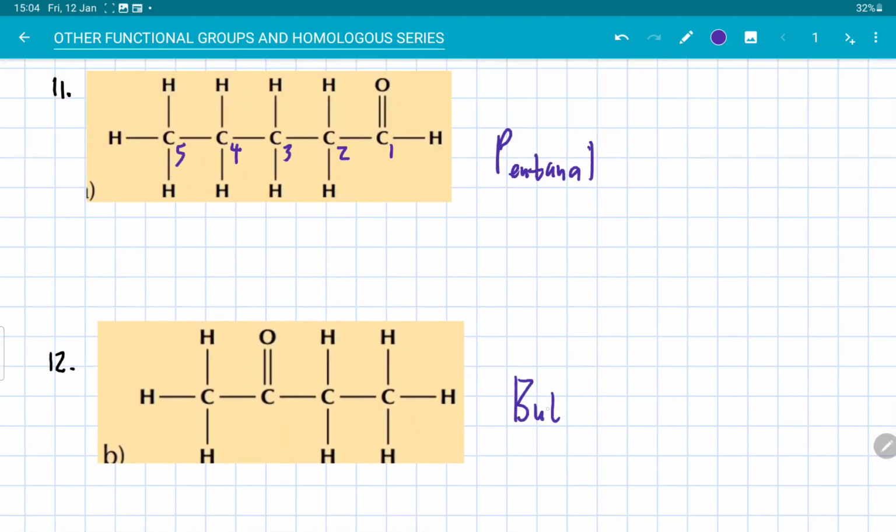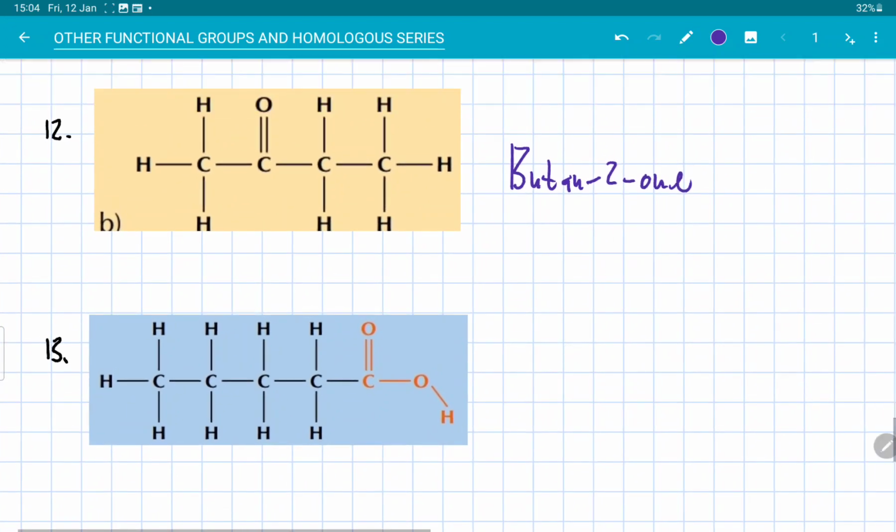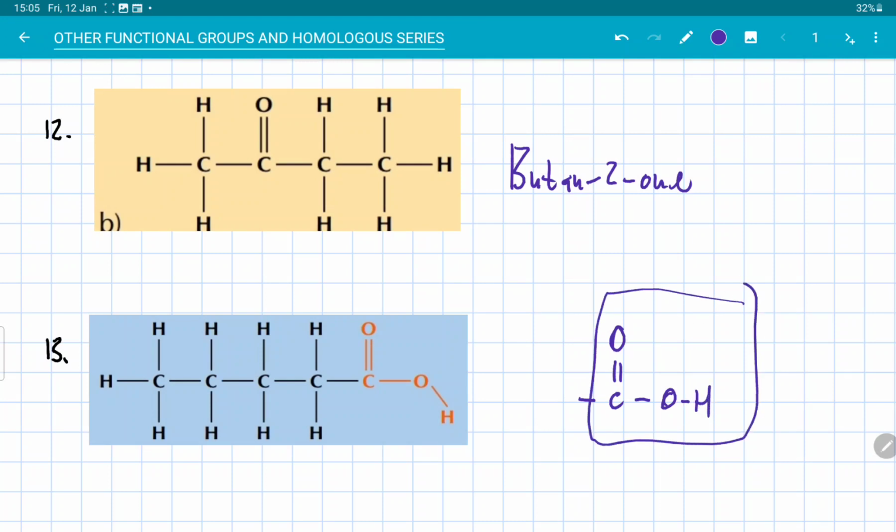This is butan-2-one. See? Yeah, this is a new homologous series now, that one. This is a carboxylic acid. Why? Because if you remember, the functional group of carboxylic acids is called the carboxyl group. The carboxyl group is C double bond O attached to OH.